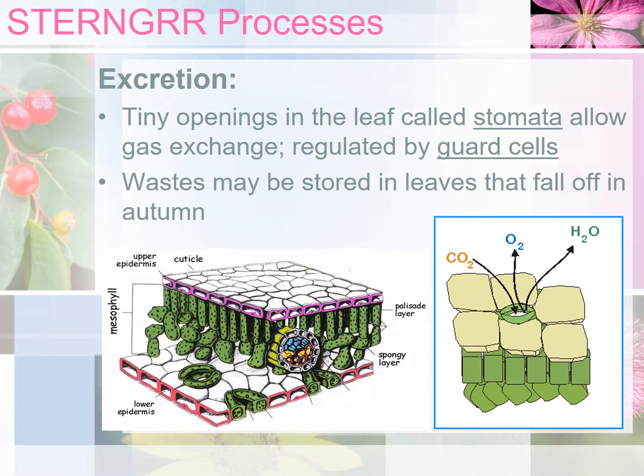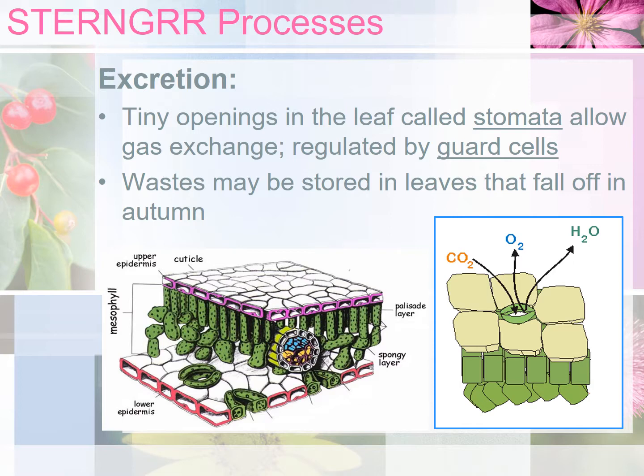All right, so there are tiny openings on the leaf called stomata, and the stomata allow for gas exchange because we need oxygen and carbon dioxide moving in and out of the leaf. Remember, it takes in CO2 to make the sugars, and it lets off O2 to help us live. All right, this gas exchange is regulated by those guard cells that I just talked about.